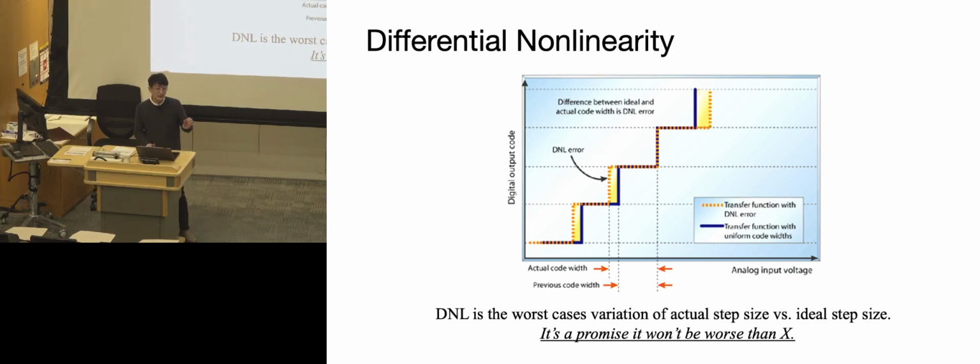So linearity, we talked about before, is basically how consistent each of these steps is. This one measures the deviation of the step sizes between consecutive digital codes from the ideal step sizes. Ideally, each step should trigger the same amount of change, but in reality, each step could be a little bit off from the previous one or from each other. This is what the differential nonlinearity refers to.